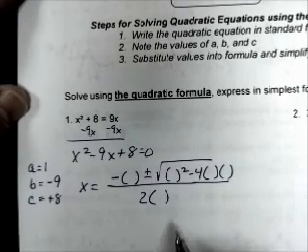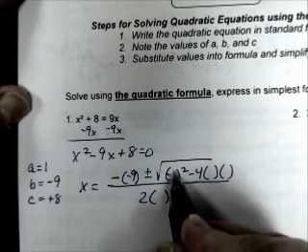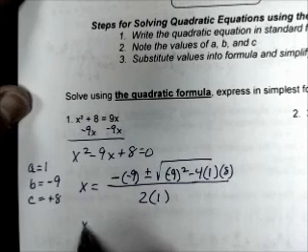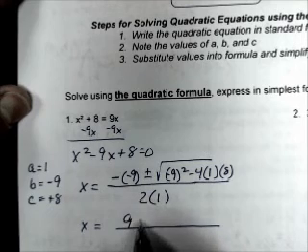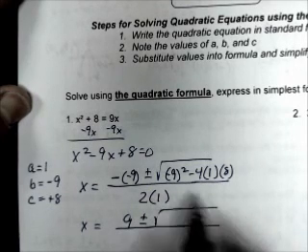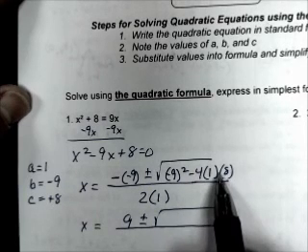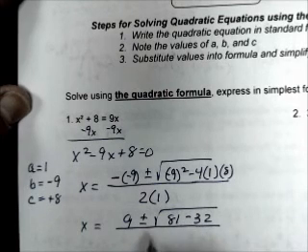And now plug in, substitute in our values. B is negative 9, a is 1, and c is 8. And let's simplify. Negative 9 is positive 9, plus or minus the square root of negative 9 squared is 81, subtract 32, all divided by 2. So this is 9 plus or minus the square root of 81 subtract 32 is 49.